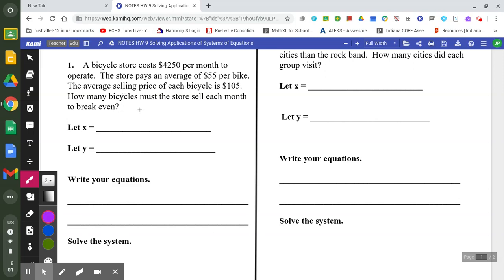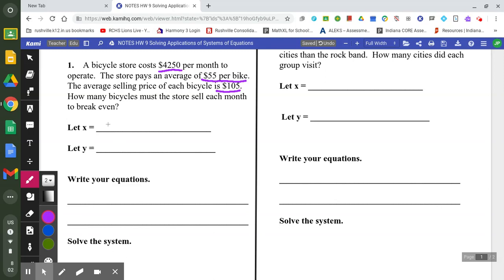A bicycle store costs $4,250 per month to operate. The store pays an average of $55 per bike. The average selling price for the bicycle is $105. So how many bicycles must the store sell each month to break even? So that means to not lose any money and to not make any money.